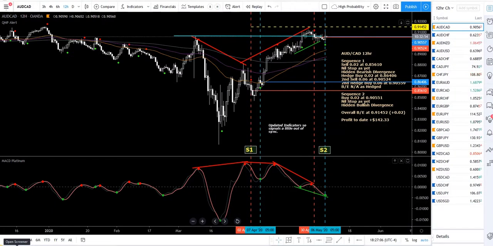Yeah, good morning. It's Jim from JAGfx.com. It is Thursday, the 7th of May, 2020. It is 5:27 a.m. local here in Vietnam. This is a look at my 12-hour high probability charts. The new candle was 1 hour, 27 minutes ago. It's just taken a while for me to get all the trades on and the charts and spreadsheets all up to date.